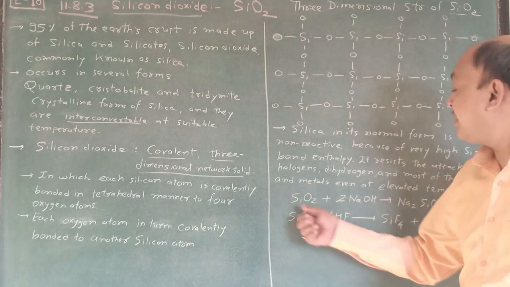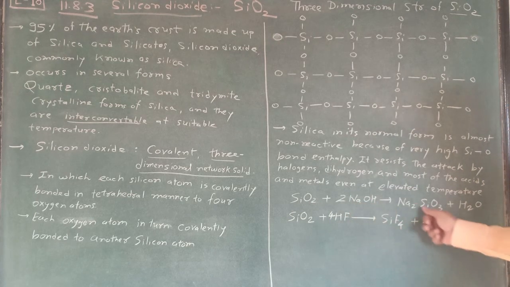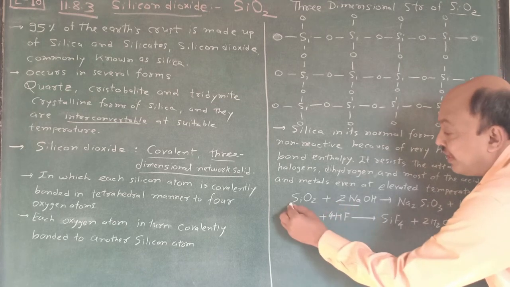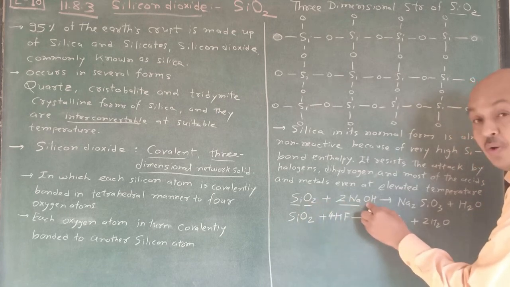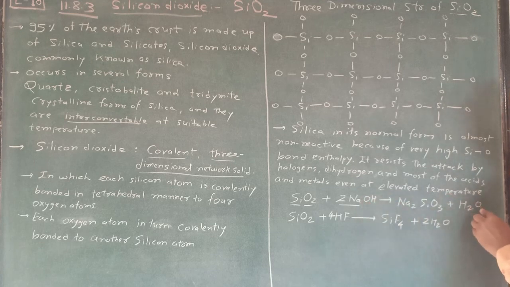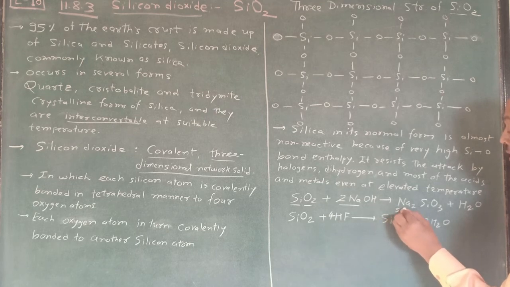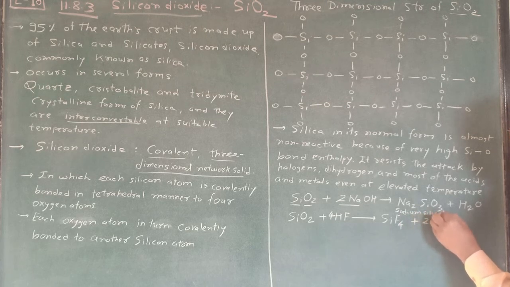But silicon dioxide reacts with 2 moles of sodium hydroxide. It gives sodium silicate. Remember this formula, Na2SiO3. SiO2 plus 2NaOH gives Na2SiO3 and H2O. So this is known as sodium silicate. Write down the name, sodium silicate. Are you familiar with this word?